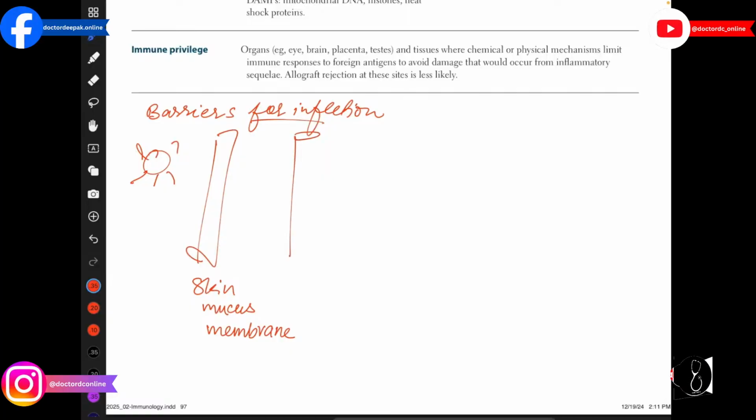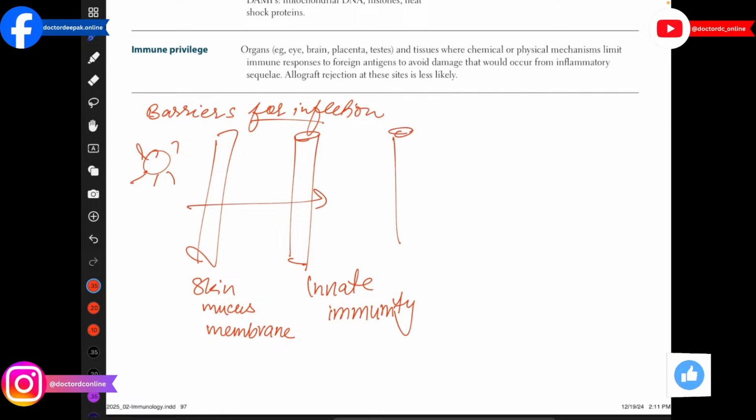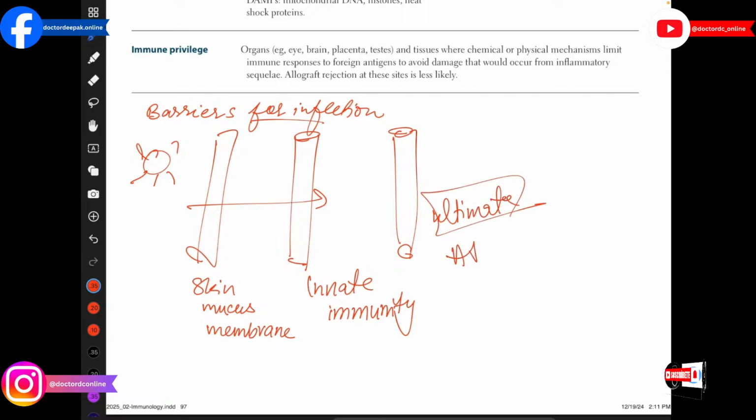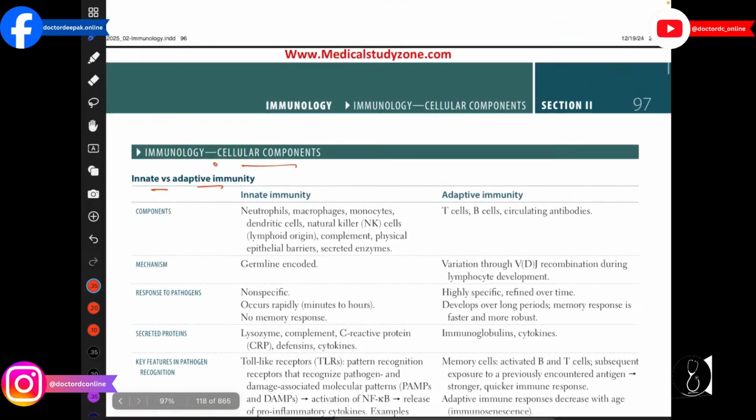Second, after defeating this line, they have to go through innate immunity. If they cross this, then they have to fight with the ultimate immune system, that is adaptive immunity. So this is the sequence. So what is innate immunity, and what is adaptive immunity?